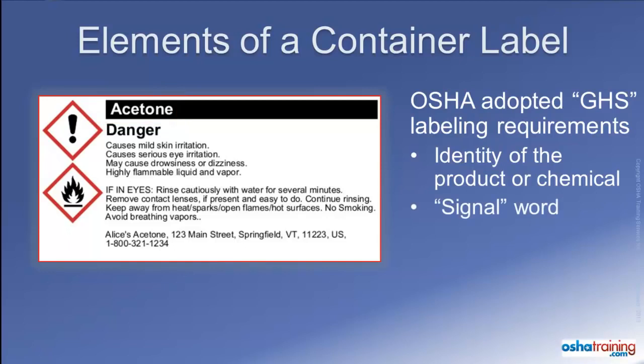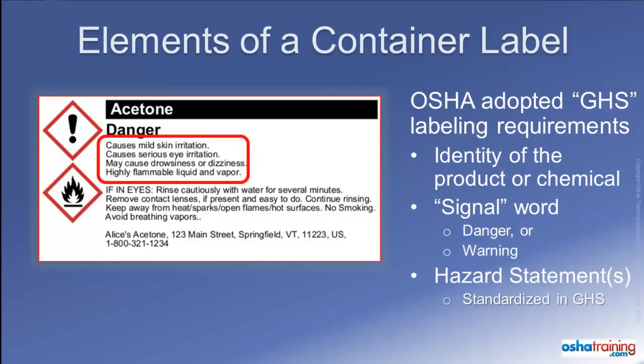Next is a signal word. There are only two that are used in this system, either the word danger, which indicates a relatively severe or immediate hazard, or warning, which indicates a less severe but still potentially harmful level of hazard. The next section contains one or several hazard statements. These standardized hazard statements give employees a quick warning about the hazards that are associated with the product and differ according to the classification and category of hazard or hazards presented by that product.